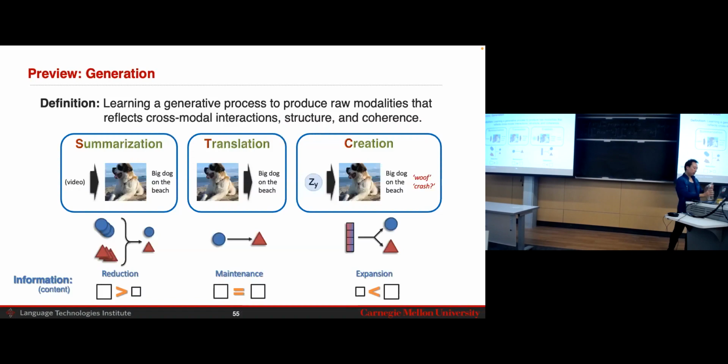So all this was a preview. Looking at some case studies, we've seen summarization, translation, and creation. We looked at case studies of how the information content changes, either reduced, maintained, or increased. And we also mentioned how the generative process is actually done. We've seen some keywords like VAEs and diffusion models. We're going to go into all these details in this lecture and next lecture.